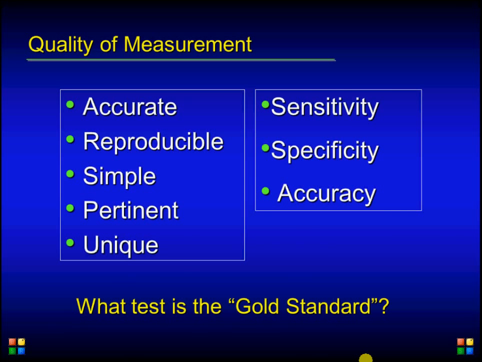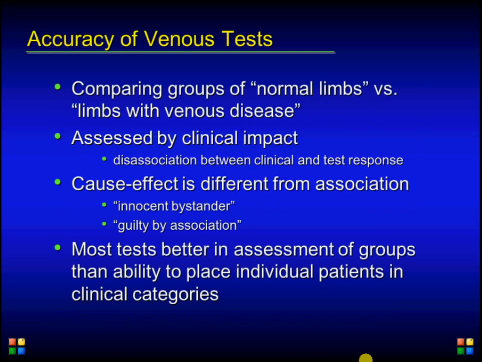So what do we have as a gold standard? Well, we don't have a lot of gold standards when it comes to venous tests. Now, when we create a test, we want to compare, for example, normal limbs with venous disease of different kinds. Then we can determine accuracy, sensitivity, and specificity. And that is the best situation. Unfortunately, we cannot do that all the time.